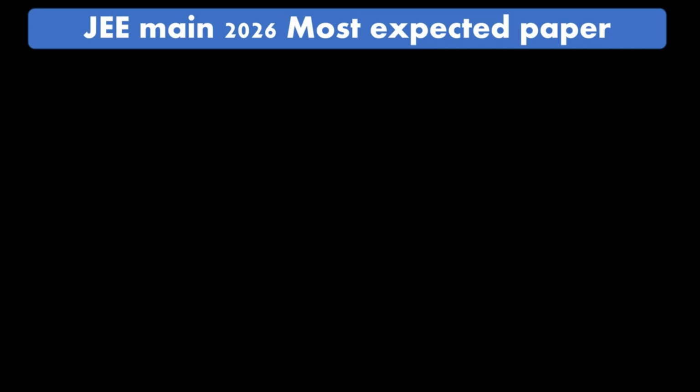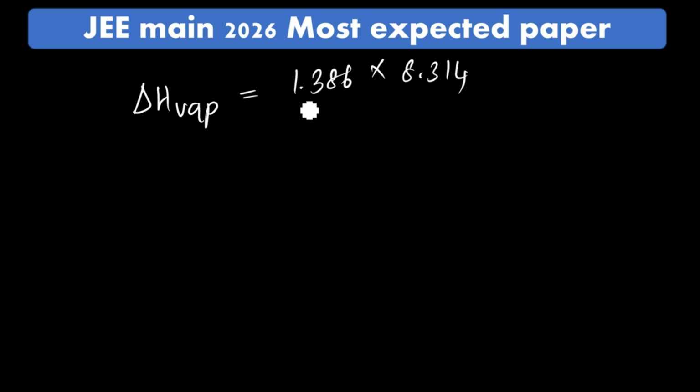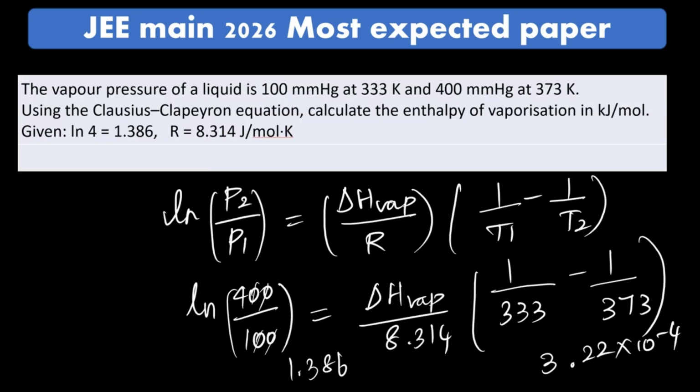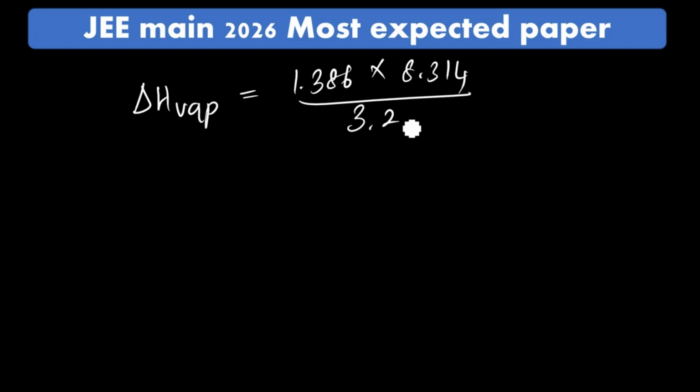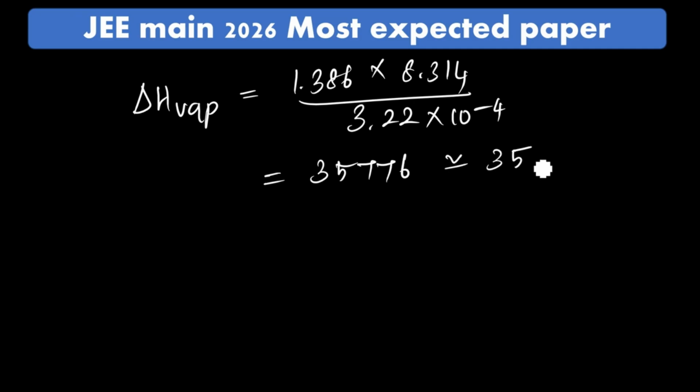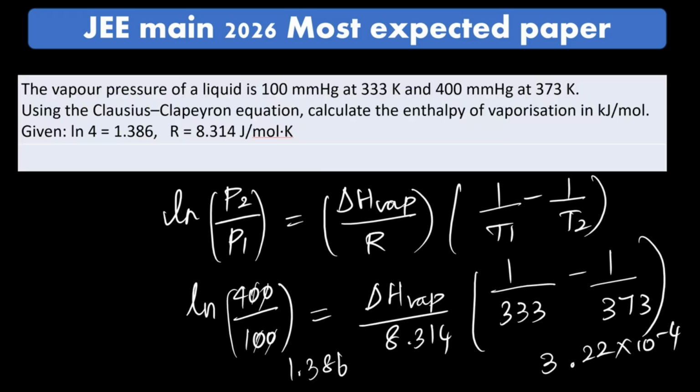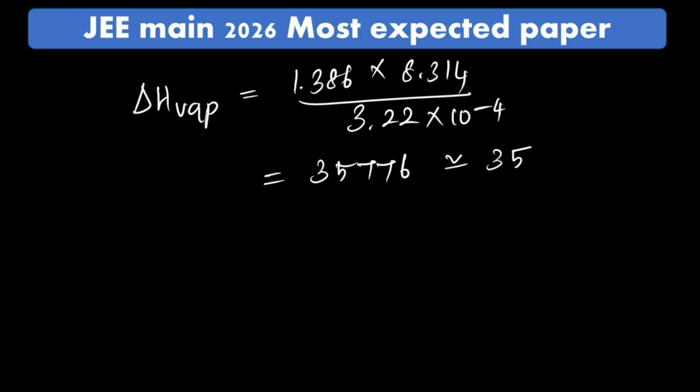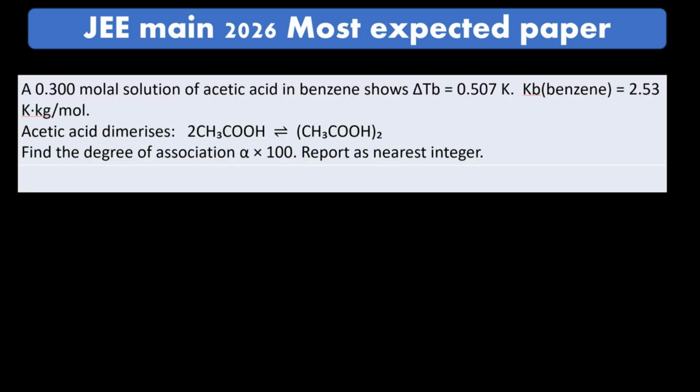So overall, delta H of vaporization will become 1.386 into 8.314 divided by 3.22 into 10 to the power minus 4, that is 35,776. So approximately that becomes 35.8. They are asking it as, okay, so 36 again.